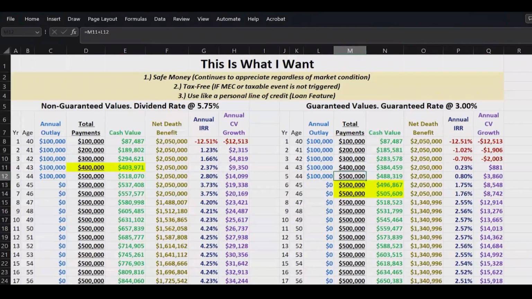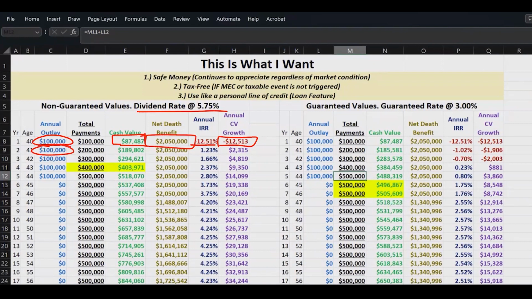So here we go. This is the illustration we just looked at. On the left, we've got our dividend values. First year, 100 goes in, cash value, about 87.5. Internal rate of return, negative 12.5%. Where that comes from is the fact that you paid in $100,000. You've got, call it 87.5, which, no matter how we slice it, is a loss of $12,500. However, you do gain a death benefit of over $2 million in this example.